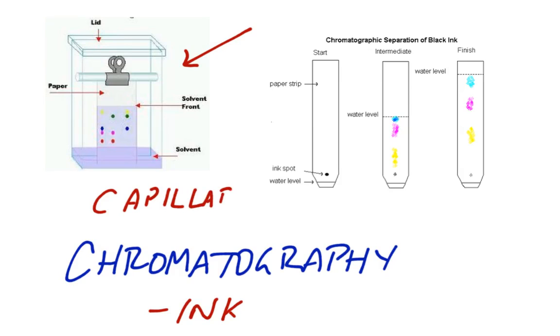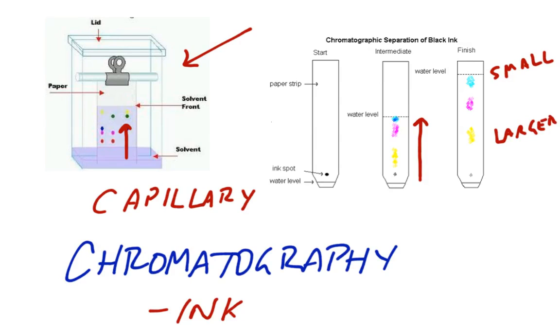And the capillary action pulls that liquid up the paper, and as it moves up the paper, it runs through the ink. As it runs through the ink, it separates out the components. The smaller particles go further up. The larger particles stay further down and cannot move as fast.